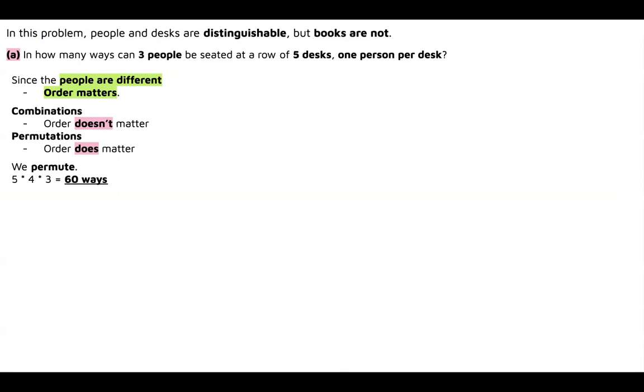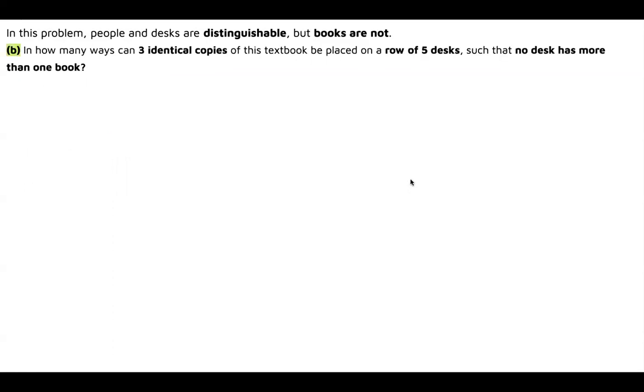Okay, so this problem is quite easy, and 5.20 is easy if you understand permutations and combinations and distinguishability. But the thing you want to take away from this problem is combinations mean order doesn't matter, and permutation means order does matter. B reads, in how many ways can three identical copies of this textbook be placed on a row of five desks such that no desk has more than one book? Order doesn't matter here, as books are identical and people aren't anything here.